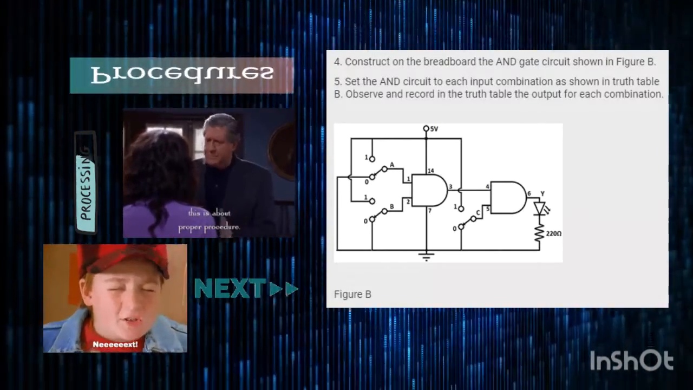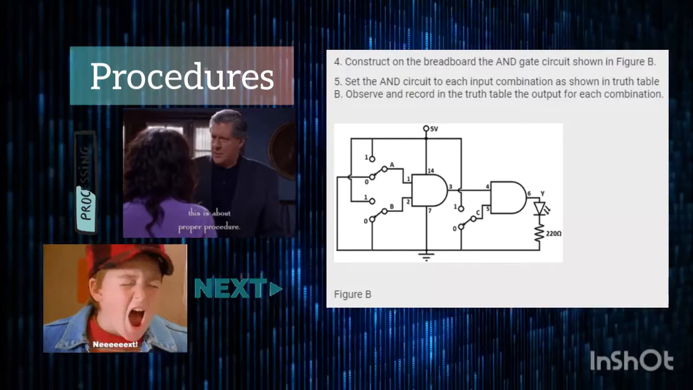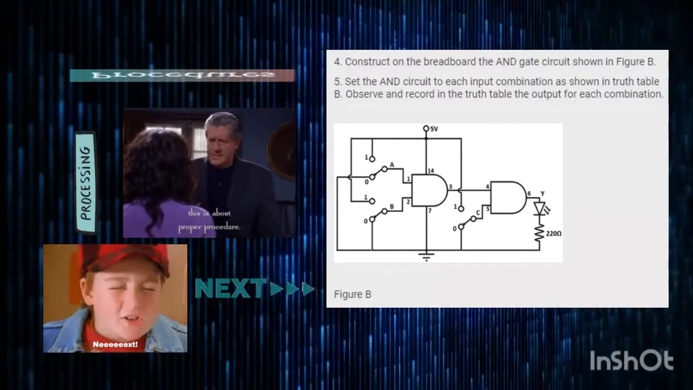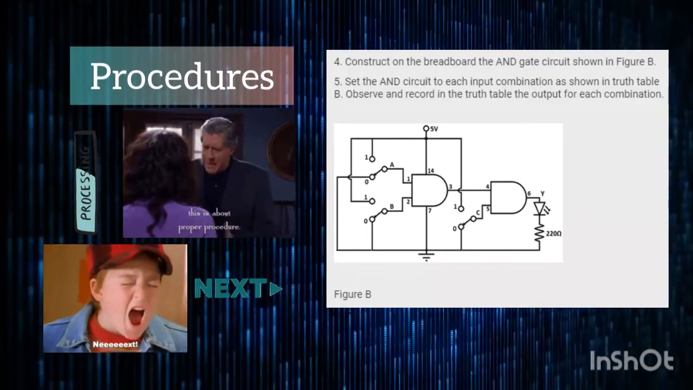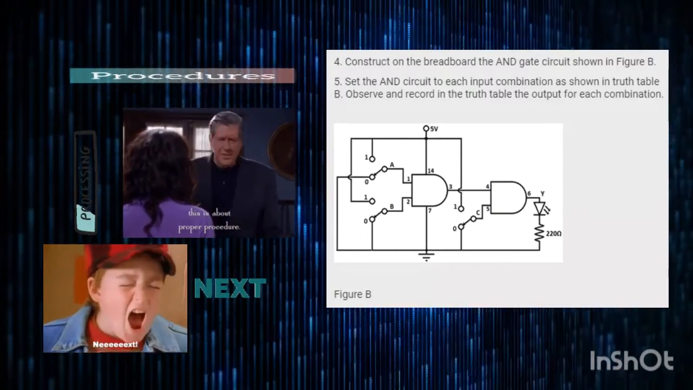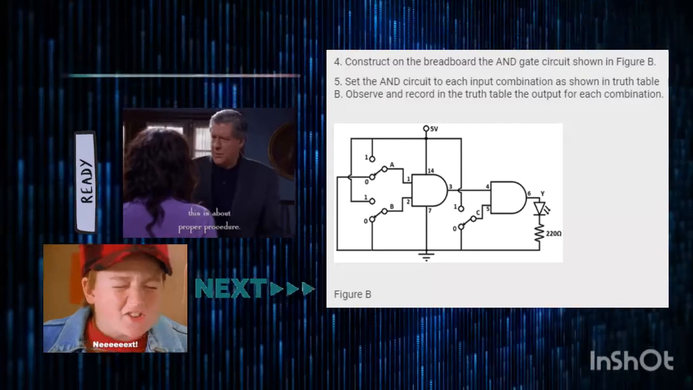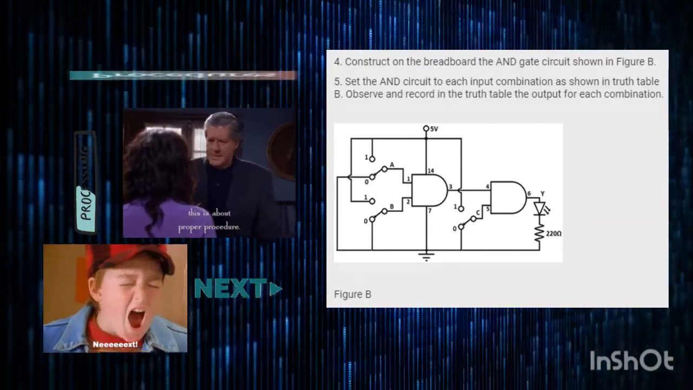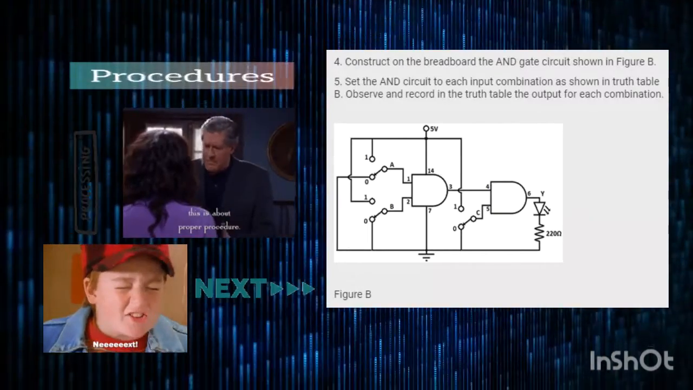Now here we have the figure B, the AND gate circuit with 3 SPDT switches. We have pin number 1, pin number 2, pin number 4 and 5 as our inputs, and our first output, which is pin number 3, and the second one is pin number 6. We have pin number 14 as our VCC and pin number 7 as our ground.